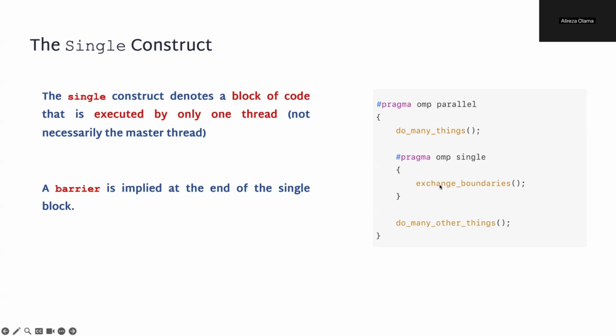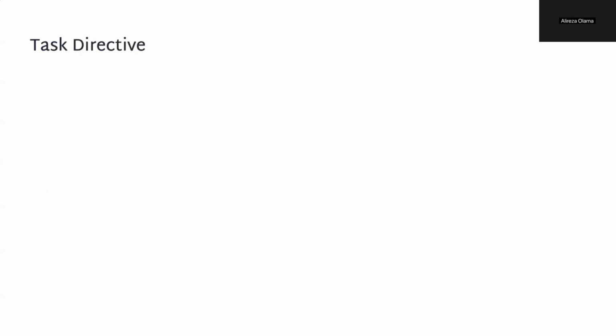And here, after this execution is done, other threads should wait for this single thread to finish the execution, and then together they can continue execution, which means that we have an implicit barrier at the end of this single block, right? So here the do many things function and do many other things function are executed by all threads, but only one thread would be responsible to execute this exchange boundaries function because of this pragma omp single, right? So we can use this pragma omp single construct to assign a thread to create different tasks for us. So let's see how we can do that in this slide.